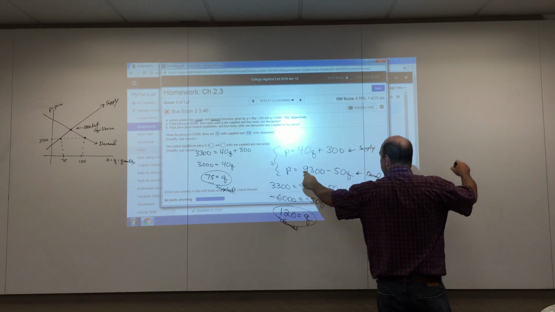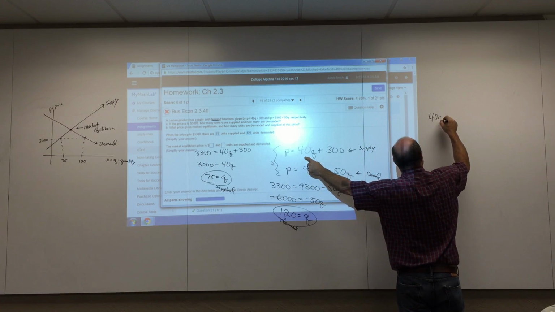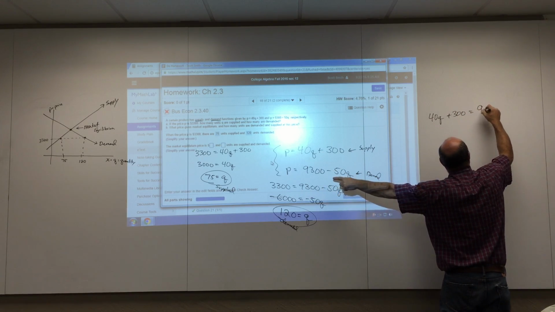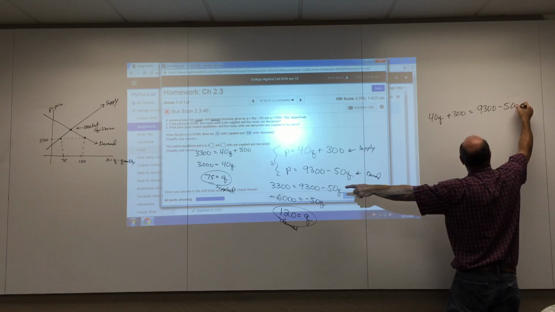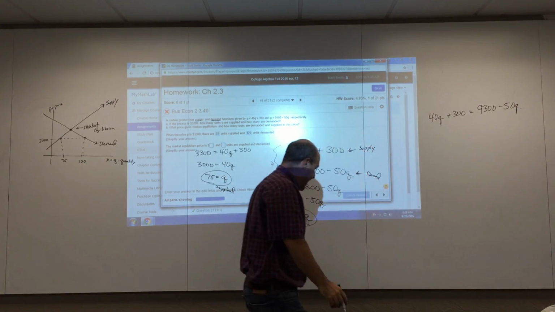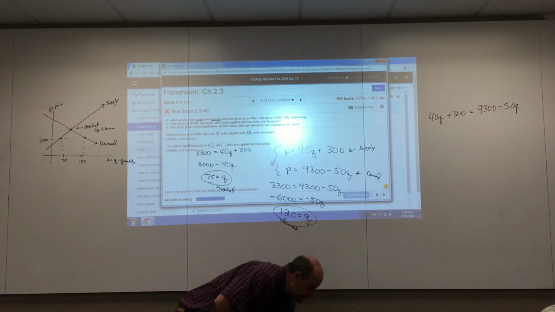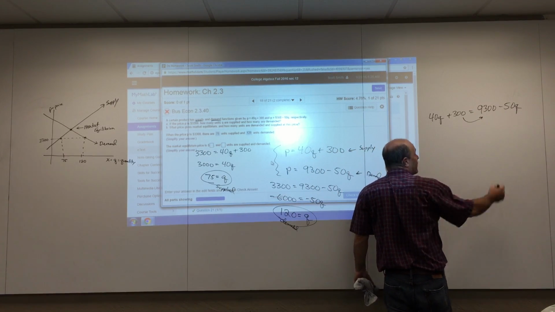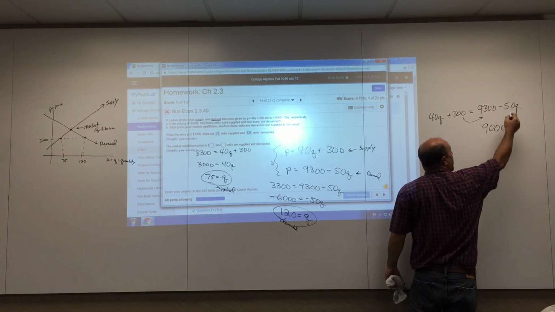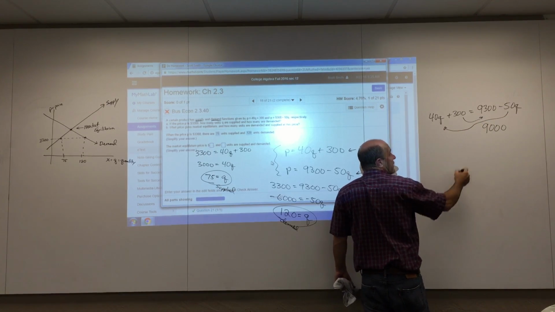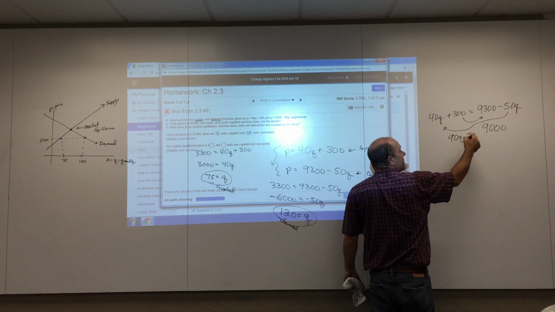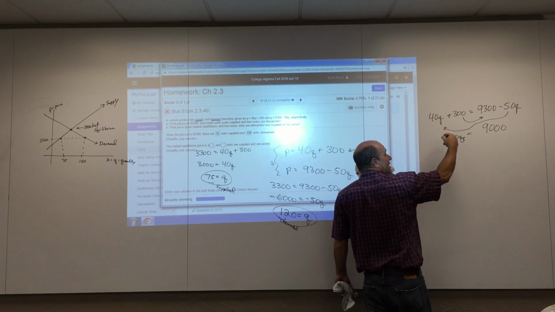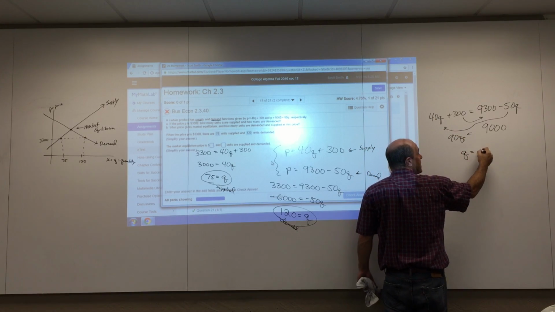So let's do that right over here. We've got a little room. I'm setting this P equal to this other P, and I get to do a little bit of math here to solve this equation for Q. Let's see, I think I'll subtract the 300. That'll leave me 9,000 on that side. I'm going to add the 50Q over here. That'll be 90Q. You guys okay? Getting a little sloppy right in here. But I divide by 90, I guess Q is 100, huh?